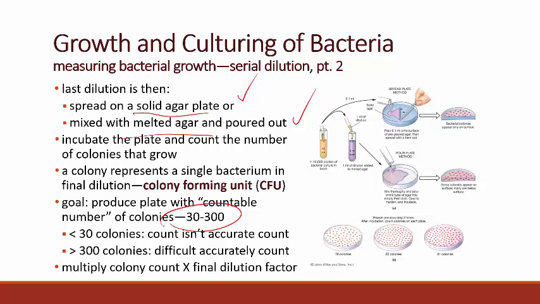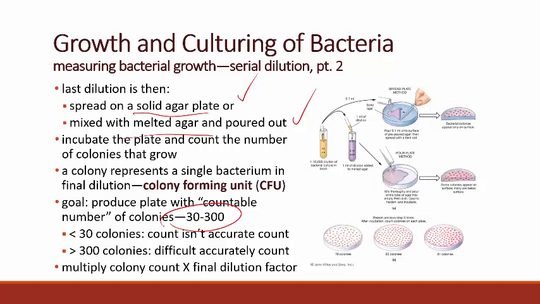Each one of those colonies that you see growing on the agar plate represents one viable bacterium in that final dilution. What we think of as a colony forming unit. So we know it's viable because it made a colony. If it didn't make a colony, it would have been an inviable bacteria.